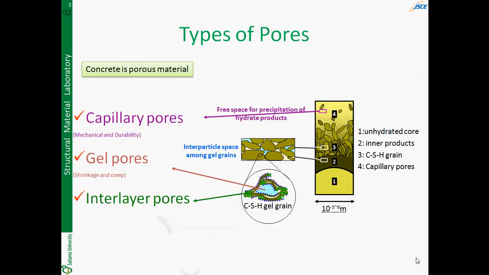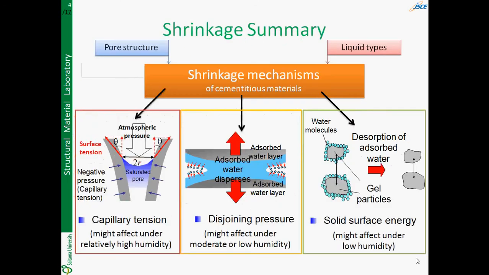Concrete is a porous material. If we observe the hydrated cement, we can see that there is unhydrated cement core surrounded by inner products and CSH grain. The pores formed by unused water during hydration is called capillary pores. If we look inside the CSH gel, we can find that there is layered structure which entraps the water. This pore is called gel pores. The CSH layer also contains void in between and it is called interlayer pores. Movement of water in pore causes shrinkage stress in cementitious material.